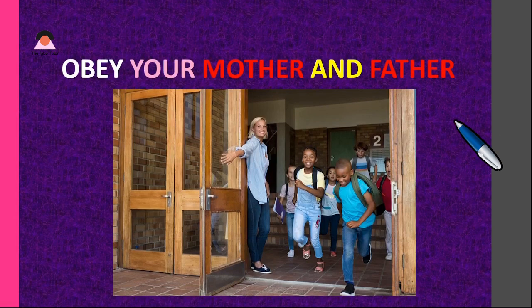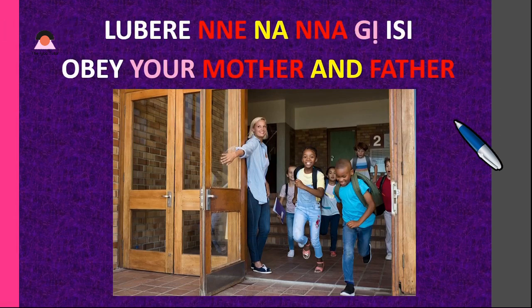It didn't stop there. Obey your mother and father, which is lubere nne na nna gị isi. So, lubere isi, rube isi is obey, though the way it is arranged, the isi came last. You can also say rube isi nye nne na nna gị. But here we say lubere nne na nna gị isi. All is correct. Obey your mother and father.